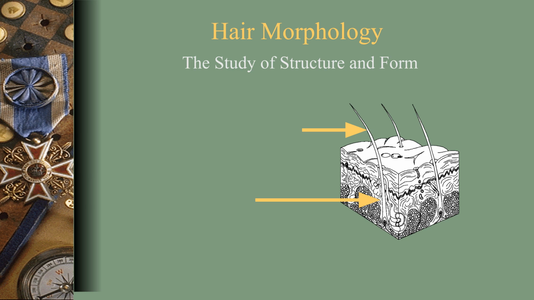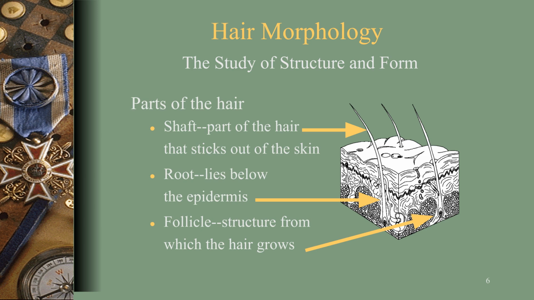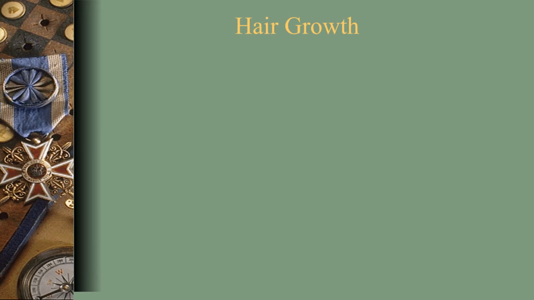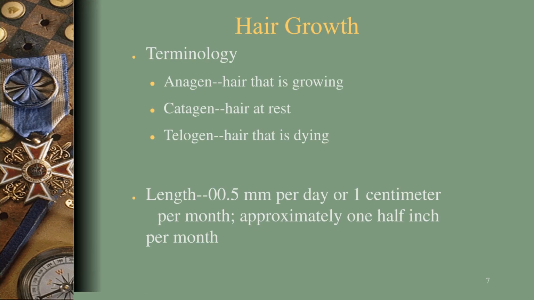Hair morphology is the study of hair structure. The three main parts are the shaft, which sticks out of the skin, the root, found below the epidermis, and the follicle, from which the hair grows. Understanding hair growth involves three stages: anagen, which is the growth phase, catagen, the resting phase, and telogen, the dying phase. Hair grows at roughly 1 centimeter per month.